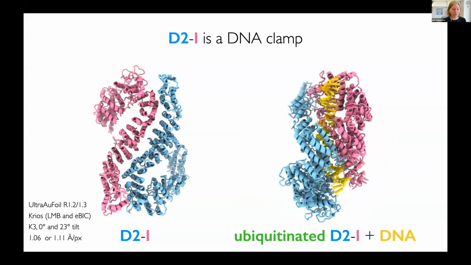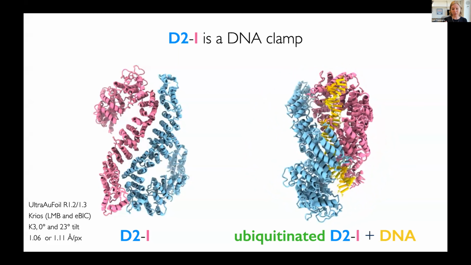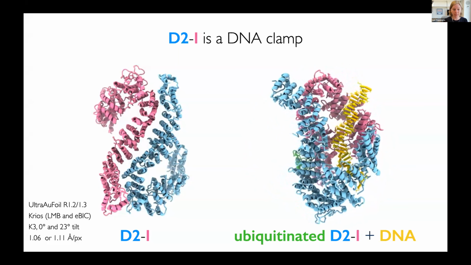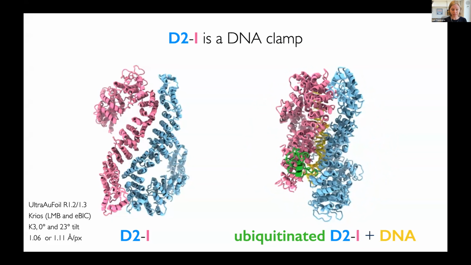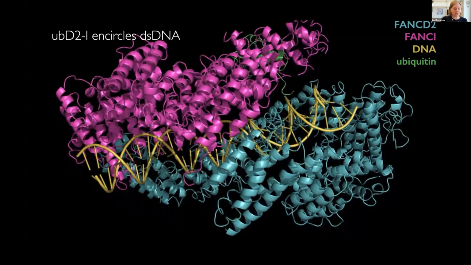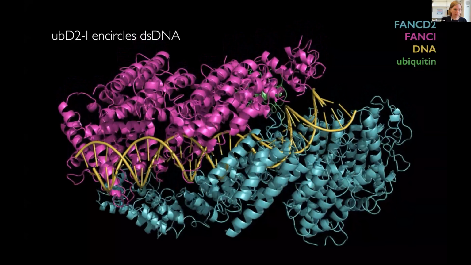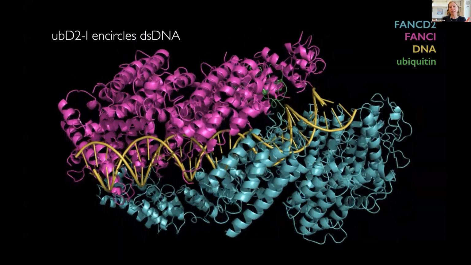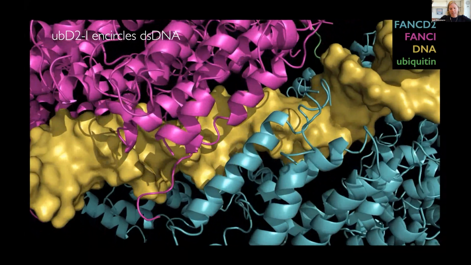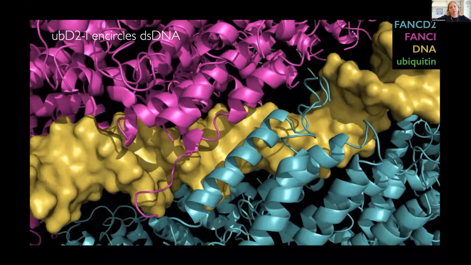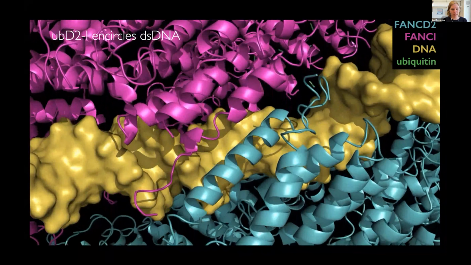Now, DNA is required for ubiquitination. And as I already said, we included DNA in both of these samples, but it was only visible in the ubiquitinated complex, and it's shown here in yellow. Since this complex is really wrapped around DNA, these structures show that the D2I complex is a DNA clamp. Let me just show you a couple of details of the structure. The DNA binding channel contained density for around 15 to 20 base pairs of double-stranded DNA, but the DNA extended beyond the channel, so we could model a total of 33 base pairs.